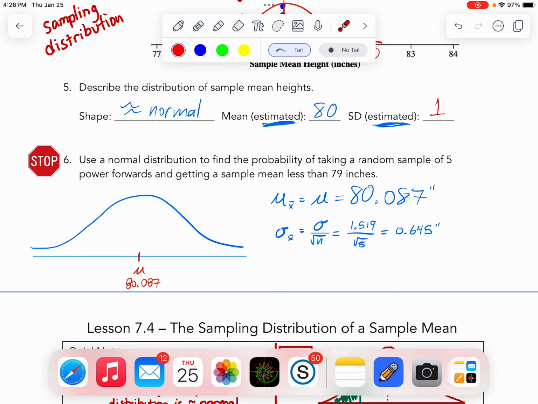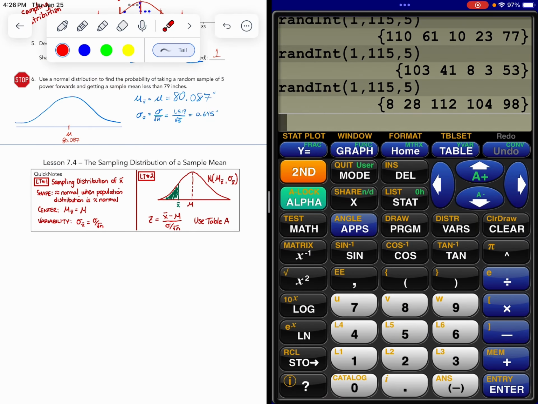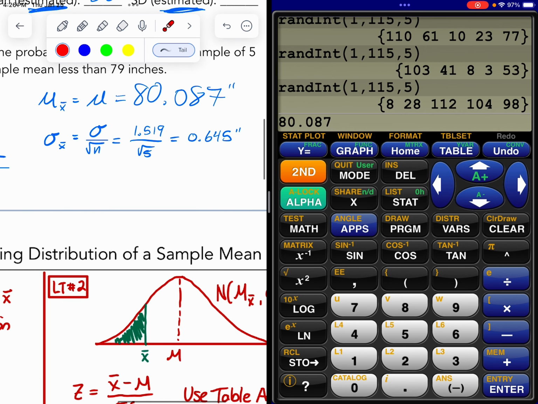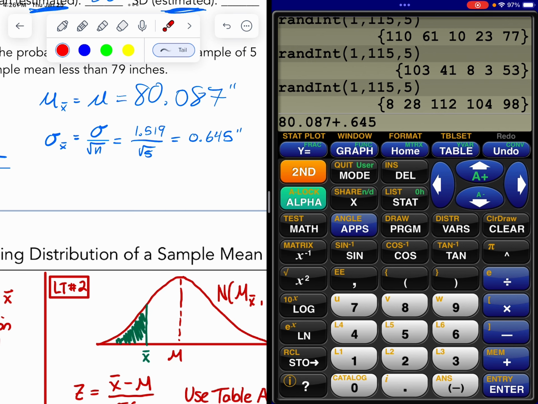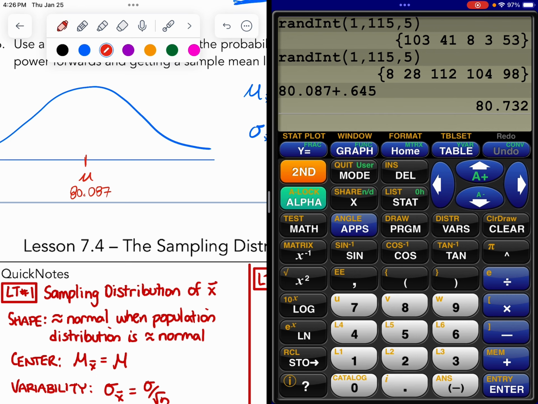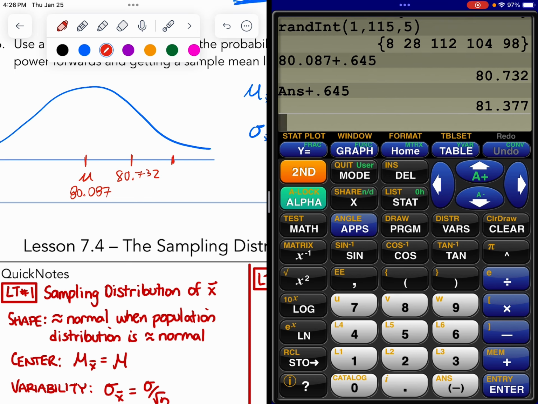I'll label some of it just to be more thorough. So the center is 80.087, and the standard deviation is 0.645. So that means my first standard deviation above the mean is 80.732. Let's do one more. I always like labeling my curves because it helps me understand really what's going on.